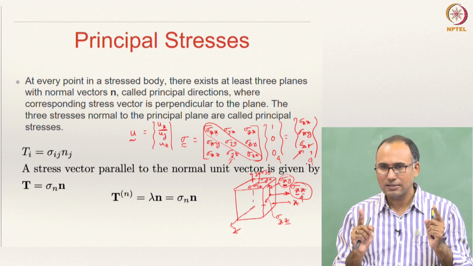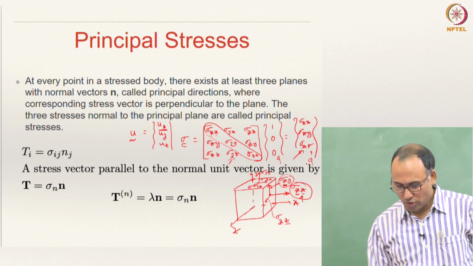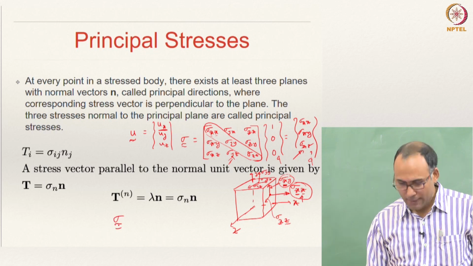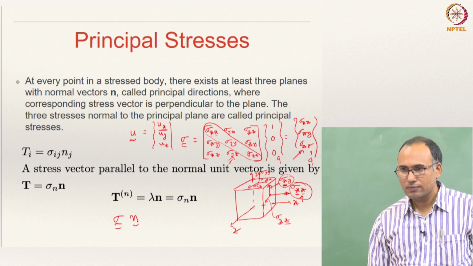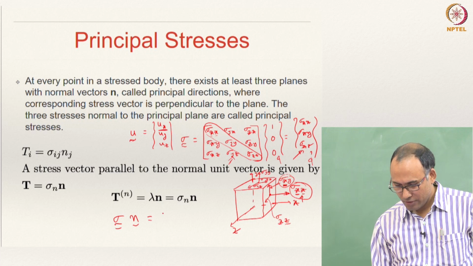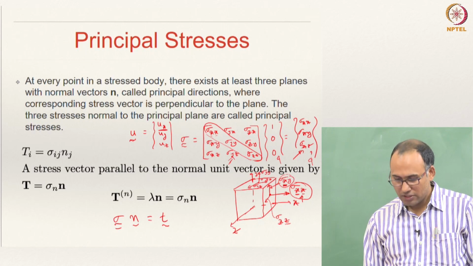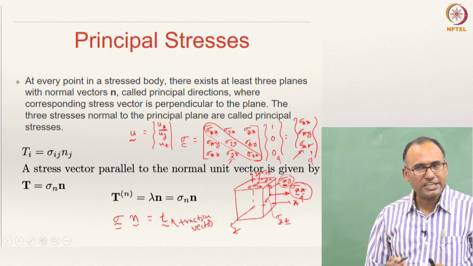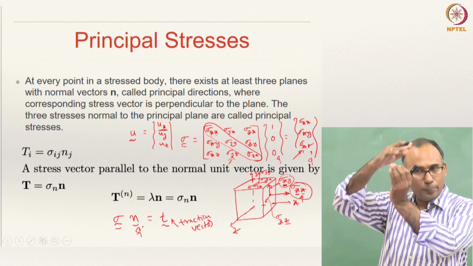Is that clear? So now, if I have a stress tensor sigma, and I am operating on a vector n, then I will get some vector t. This vector t I am calling the traction vector. This basically tells me on this plane what are the components of my stress tensor.